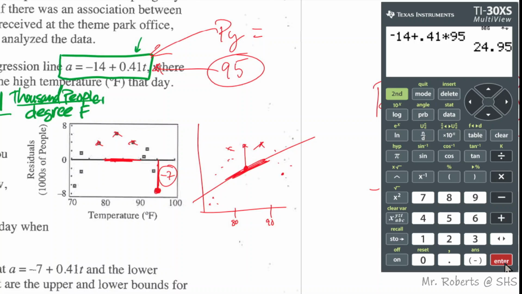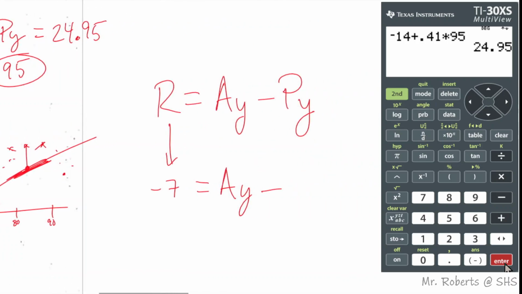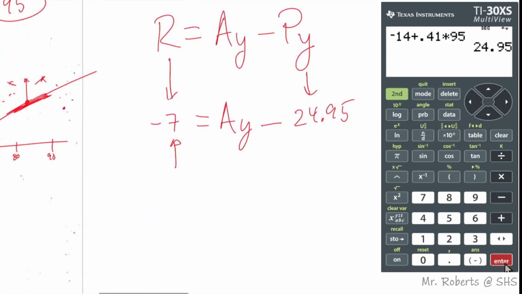Okay. So my predicted y is 24.95. And remember, that's in thousands, so it would be 24,950 people. Now, let's come back over here. We know the residual was -7. We know now the predicted y was 24.95. And the question is, what's the actual attendance?